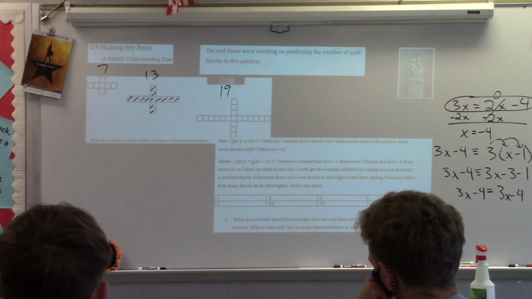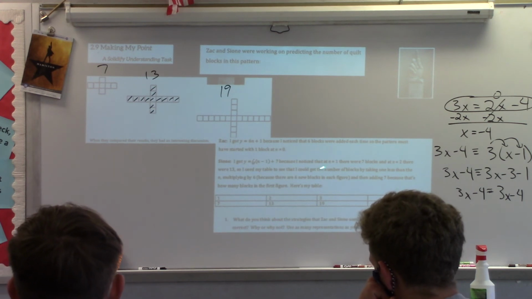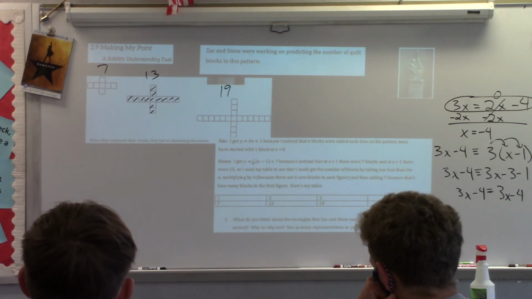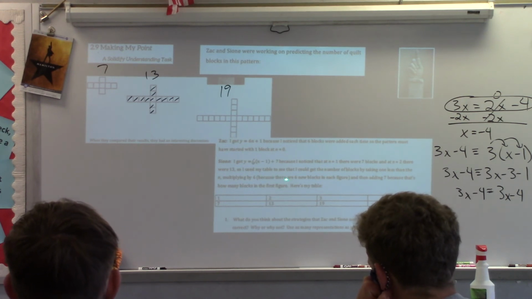Sion said, I got y equals 6 times n minus 1 plus 7 because I noticed that at n equals 1, the first term, there were 7 blocks, and at n equals 2 there were 13, so I used my table to see that I could get the number of blocks by taking 1 less than n, multiplying by 6, and then adding 7 because that's how many blocks are in the first figure. Here's my table. Zach's first one.